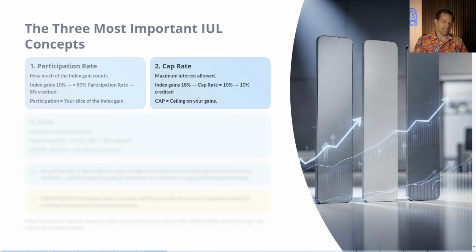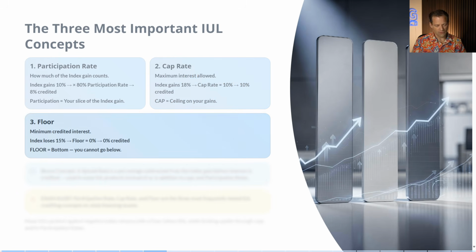So your ceiling is 10%. You're not going to get more than that. That's your ceiling on your gains. There's a floor and there's a ceiling. And of course, number three, floor, minimum credited interest. If there's a loss of 15 and a floor of 0, you have 0%, not a negative credit.